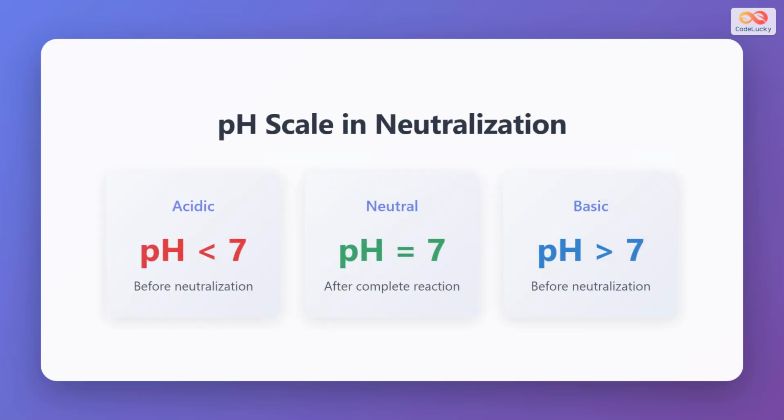The pH scale is central to understanding neutralization. Before neutralization, acidic solutions have a pH less than 7, while basic solutions have a pH greater than 7. The goal of neutralization is to bring these extremes toward the middle. After a complete neutralization reaction between equal amounts of a strong acid and strong base, the resulting solution should have a pH of exactly 7, which is neutral. This pH change is one of the most important indicators that neutralization has occurred.